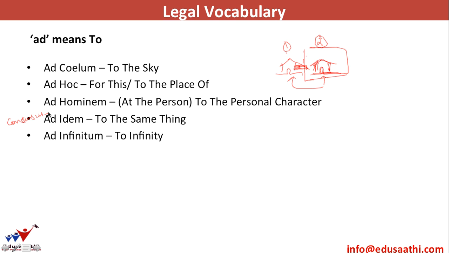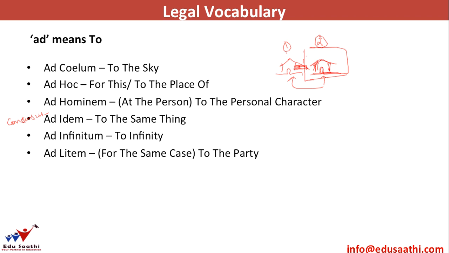So consensus ad idem is that everybody agrees to the same thing or same point. Likewise, we have ad infinitum, that is to infinity. For example, a law is being enforced, and we say that it will be practiced ad infinitum, which means that it will be practiced to infinity, something that continues forever. It flows ad infinitum.